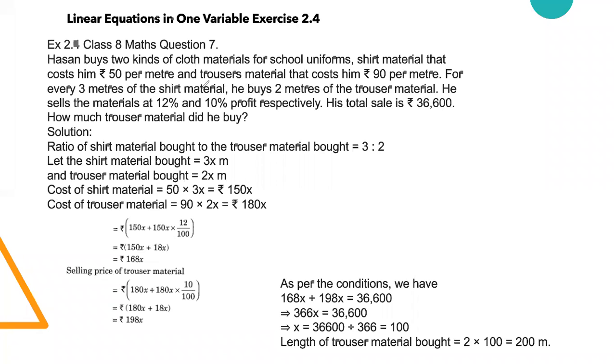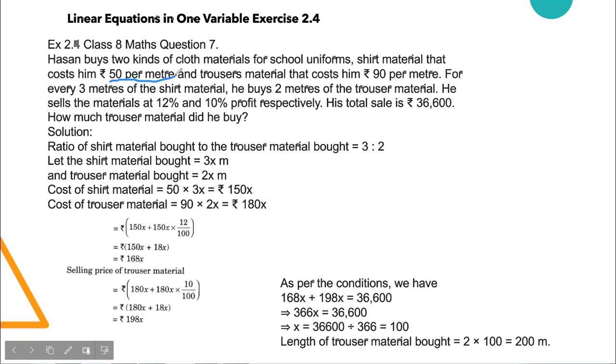Before that, I want you to focus on the point that the shirt material is at 50 per meter and the trouser is at 90 per meter. This you must keep in your mind. Now 12% is for your shirt material and 10% is for the trouser material. Therefore, we must find out the trouser material which he bought. The total sale amount is given, which is 36,600, right? Let's go with the solution part now.